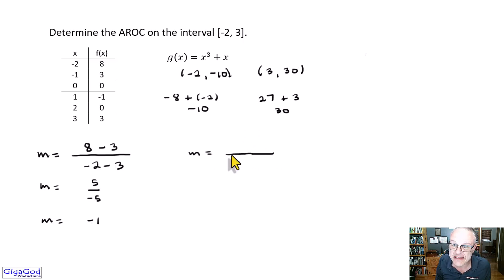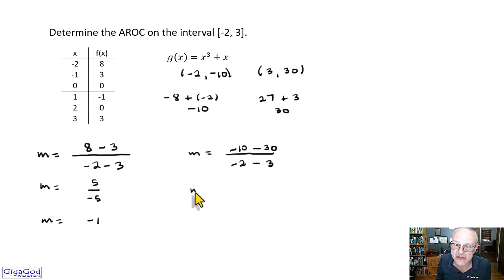So slope says y values on top. Does it matter which one we grab first here? No, just be consistent. So if I'm going to grab this y value first on top, okay, then I'll put the other one. Then I have to grab this x value first on the bottom. All right, so I've got y values on top. I've got x values on the bottom. I've got the slope formula figured out, and I've got to subtract these numbers.